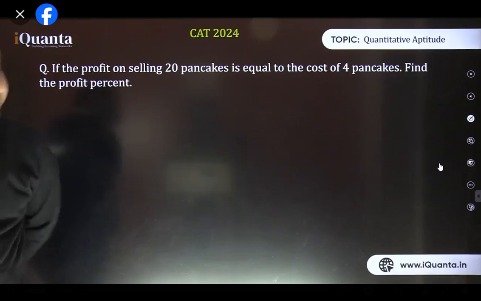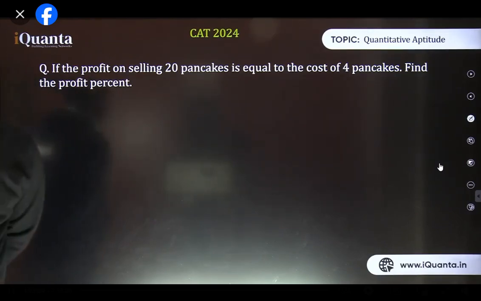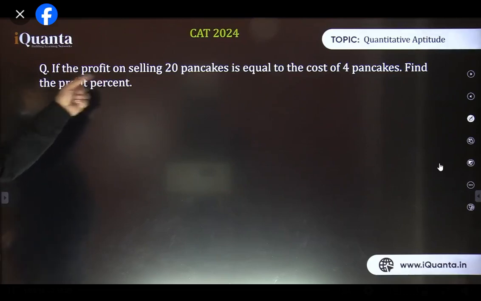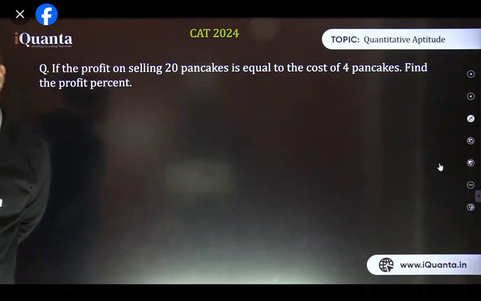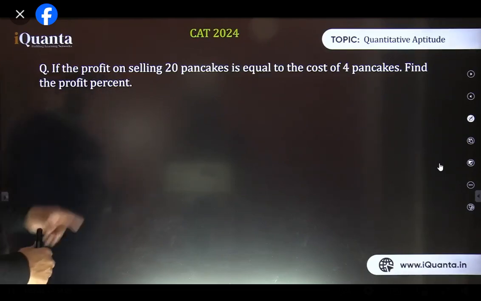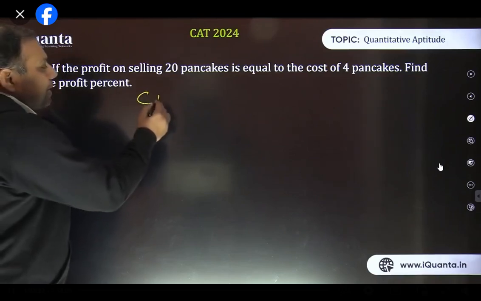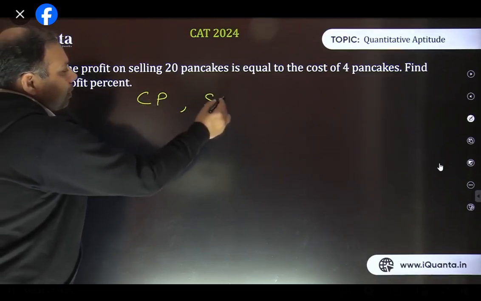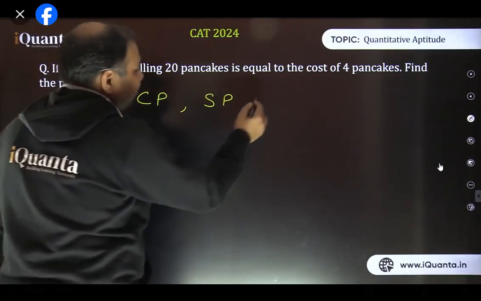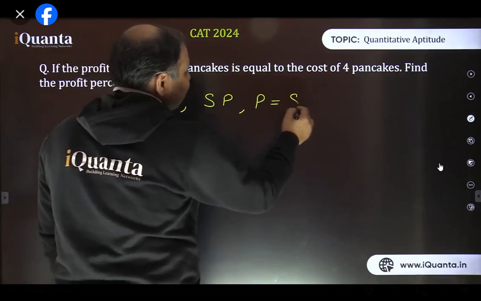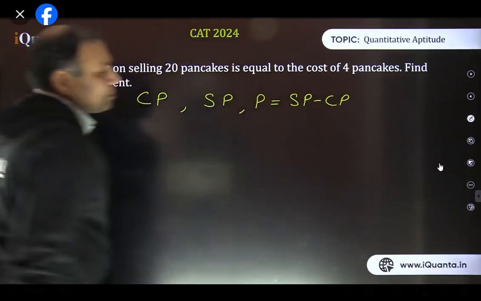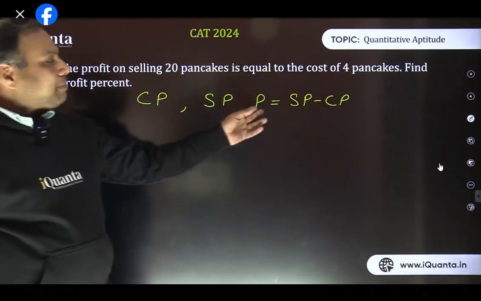This is not SP. This time it is profit. Profit on selling 20 pancakes is this much. Okay, let's see now. Let's use those equations which we studied in the beginning of the session. Let's assume the same way CP of each pancake is CP, SP of each pancake is SP, and profit on one pancake is basically SP minus CP. Fine? Right?